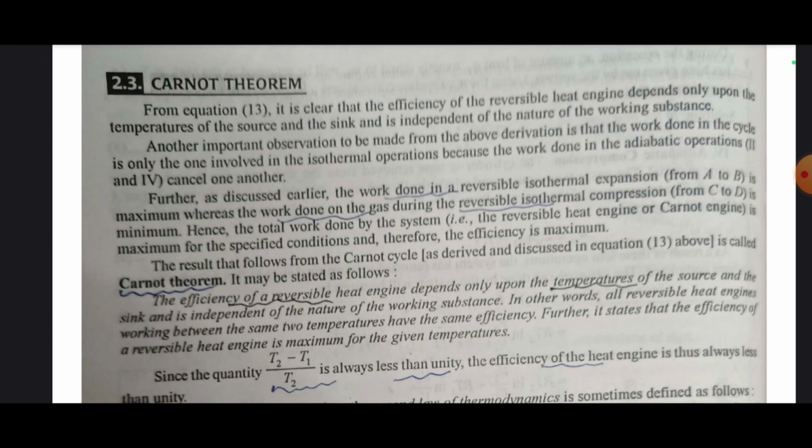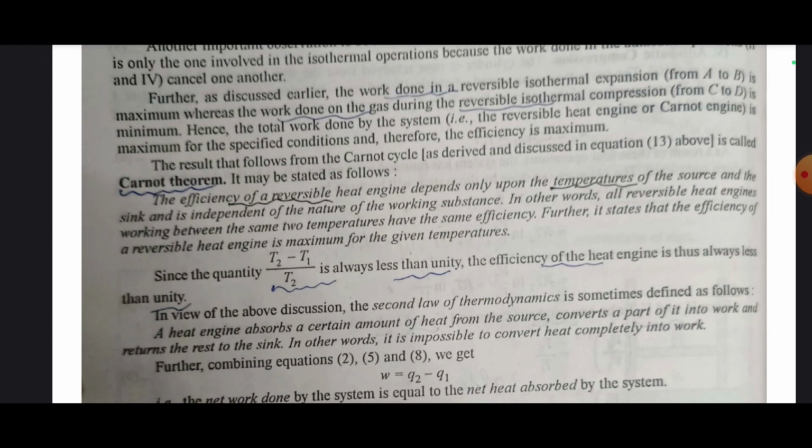Further, as discussed earlier, the work done in a reversible isothermal expansion is maximum, whereas the work done on a gas during the reversible isothermal compression is minimum. Hence, the total work done by the system is maximum for the specified condition and therefore the efficiency is maximum. The results that follow from the Carnot cycle are called Carnot theorem. It may be stated as follows.